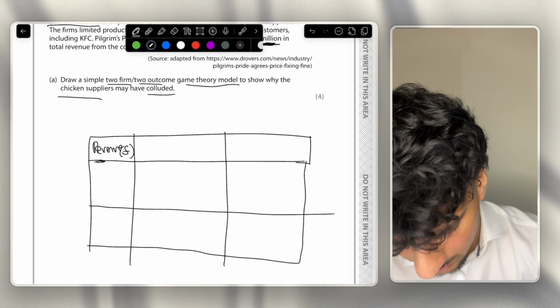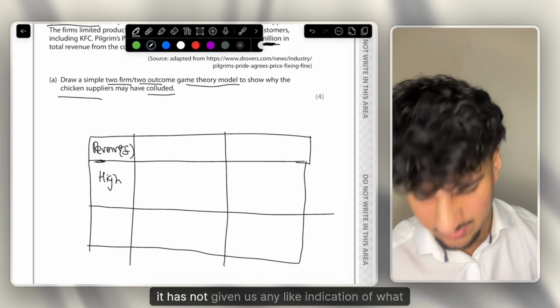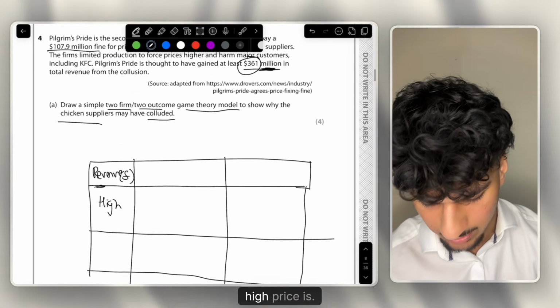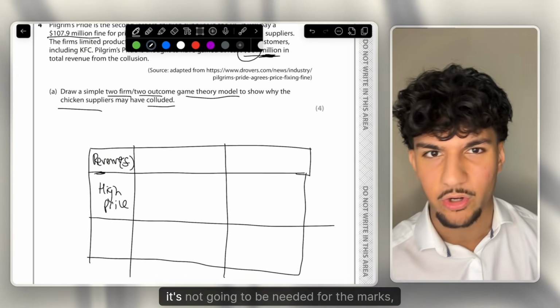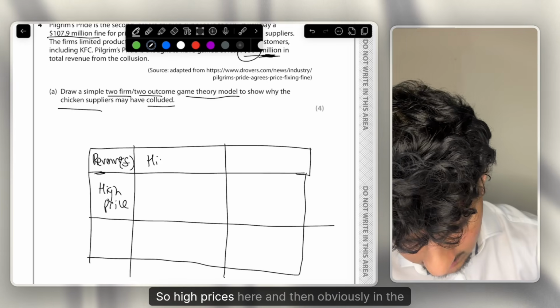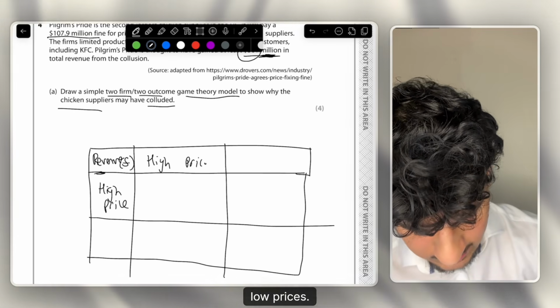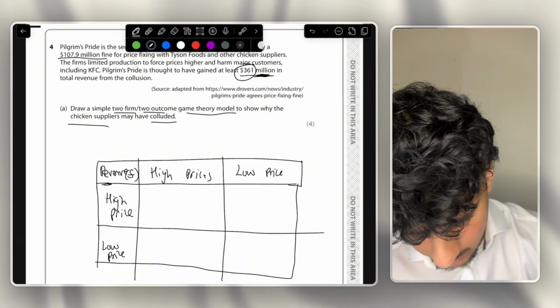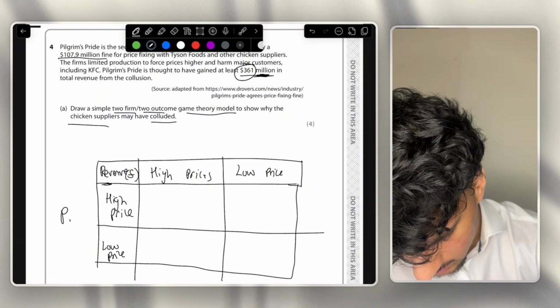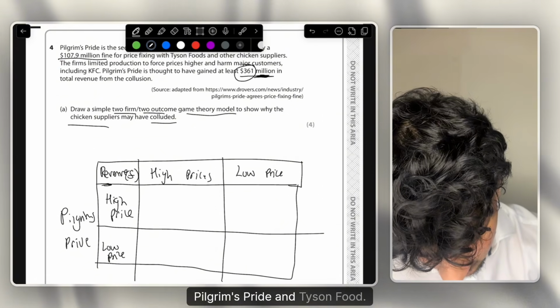Pretend that's $1. And then we have high price, and the question has not given us any indication of what the high price is. You probably just make it up, but I don't think it's going to be needed for the marks. So high price here, and then obviously in the other column, low price. And who was colluding? It was Tyson Foods. So I'm going to put Pilgrim's Pride and Tyson Foods.